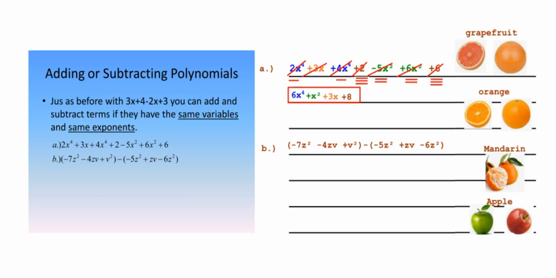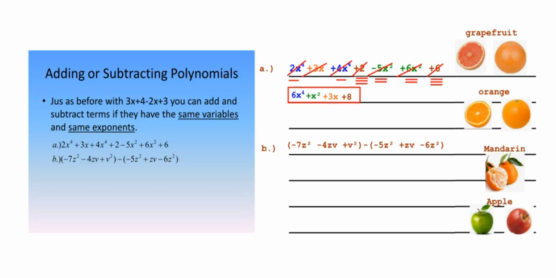So for B, we have a set of parentheses with negative 7z squared minus 4zv plus v squared. Notice I kind of separate them a little to be able to notice the difference between the terms. We have a negative between the parentheses, so another set of parentheses with negative 5z squared plus zv minus 6z squared, close our parentheses. Now let's realize, do I really need the parentheses on the left side? Is there anything being multiplied or divided outside of the parentheses into the parentheses? No. But before I do that, can I combine anything within that parentheses?